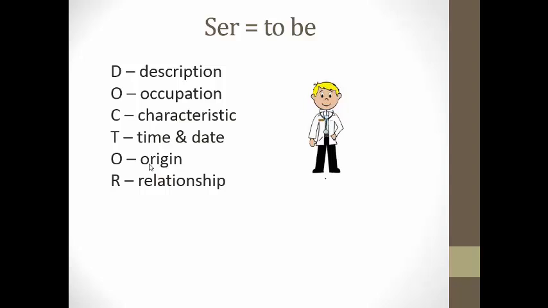So, when you use ser to say to be, you need to use it with this acronym, DOCTOR. Anytime you're describing something or someone, you need to use ser. If you're describing their occupation, like I am a teacher, you need to use ser. If you're describing a characteristic of someone or something, you need to use ser. If you're telling time or talking about the date or the day of the week, you need to use ser. If you're talking about the origin of something or someone, you need to use ser. And if you talk about the relationship between people or between an object and a person, you need to use ser. Also, besides the acronym DOCTOR, do remember from Spanish 2 that the location of an event is ser.